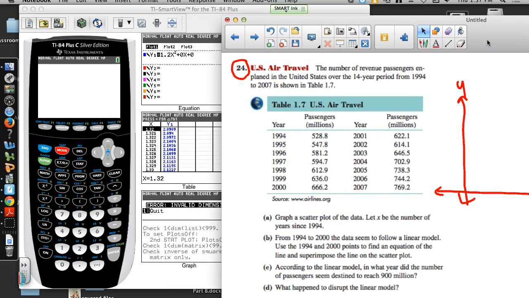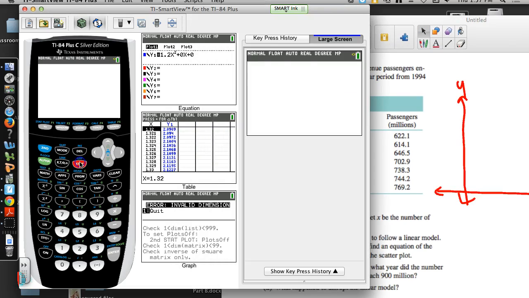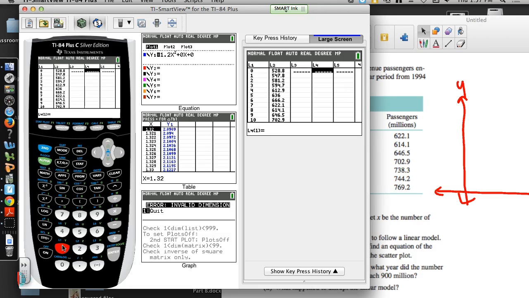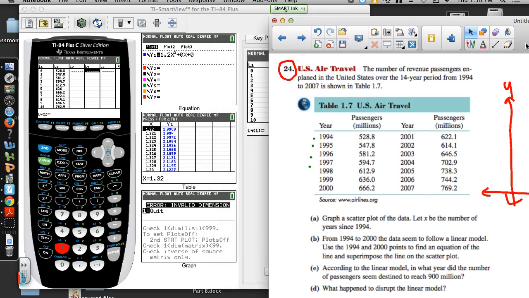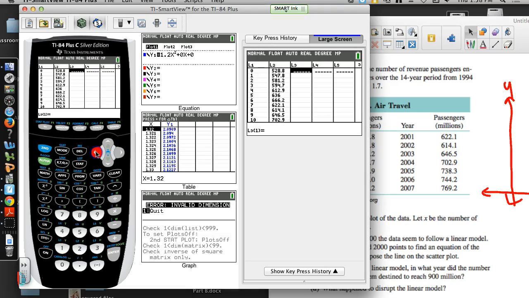And I did already put this data in, so that was under stats and edit number 1, and that list is already in there. But what you have to do, because it was mentioned in the directions, is you have to use that first year as the 0 year. So you have to make sure that you're doing that, and you see that the years are going by ones. In fact, let me uncover this. We'll see that 1994, 95, 96, 97, it's going by 1. So we can just do 0, 1, 2, 3, 4, 5, 6, all the way down to the bottom, and then hop over to the second list and enter in the data that they gave us there.